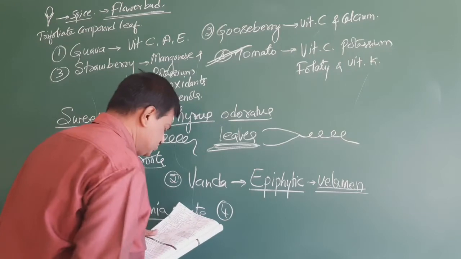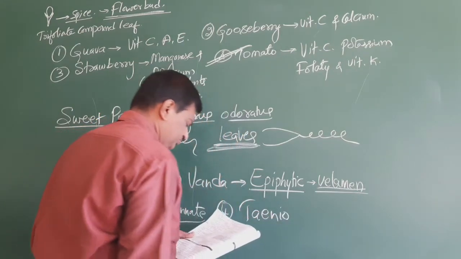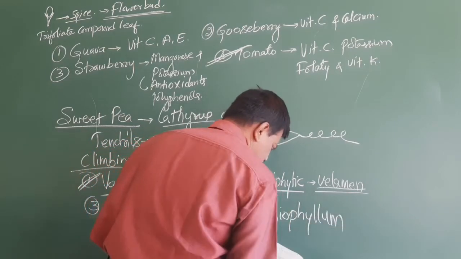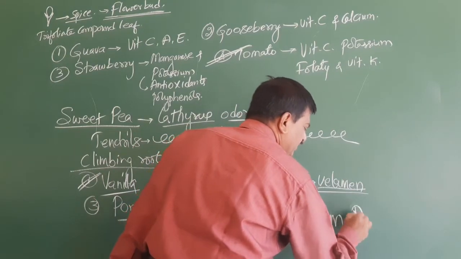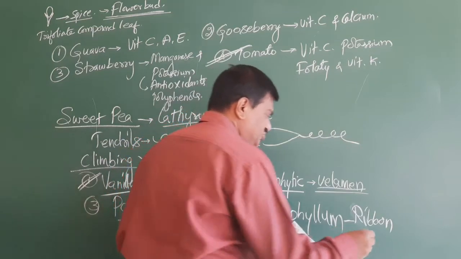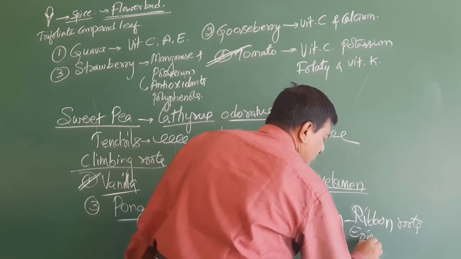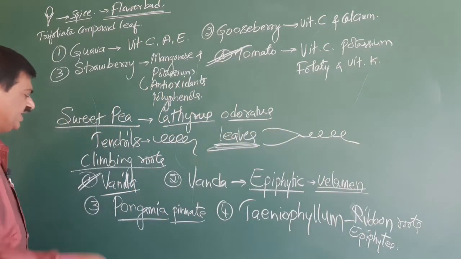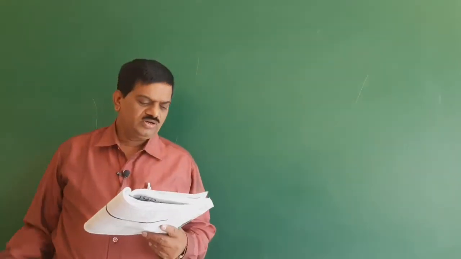And fourth one is called as Ctenophyllum. So this is nothing but again it is an epiphyte, but here there is a presence of ribbon shaped roots, but it is one of the epiphytes. But here the right answer is vanilla. So we go for the next question.